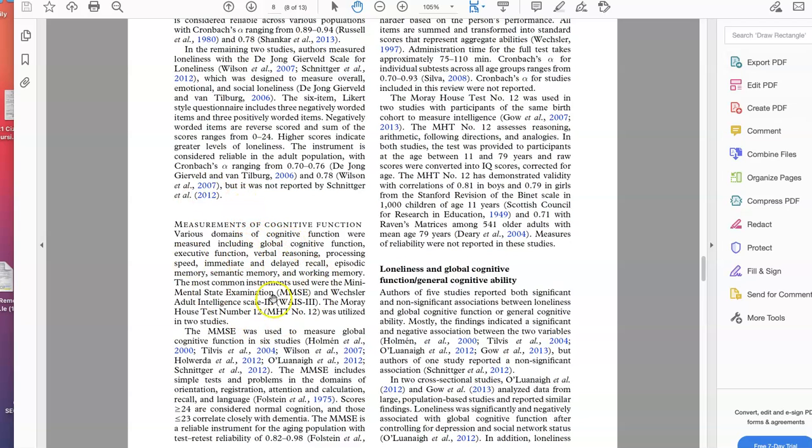The way they measured cognitive function was all over the place. When I'm talking about measurements of cognitive function, it was important and relevant to say that various domains were measured: global cognitive function, executive, verbal reasoning, processing, immediate and delayed recall, episodic, and so on. That was relevant because not all the studies measured executive function. All the studies measured all these different things.